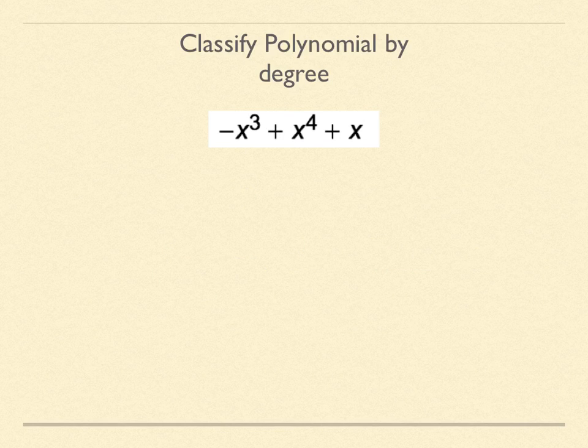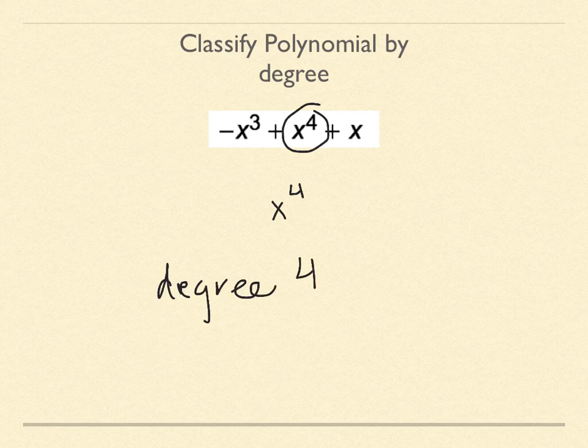What's our highest degree we have here? Could you go back up to the last one really quick? Yeah. So our highest degree is x to the 4. Our degree is 4. And what would a polynomial with the degree 4 be called? Quartic.